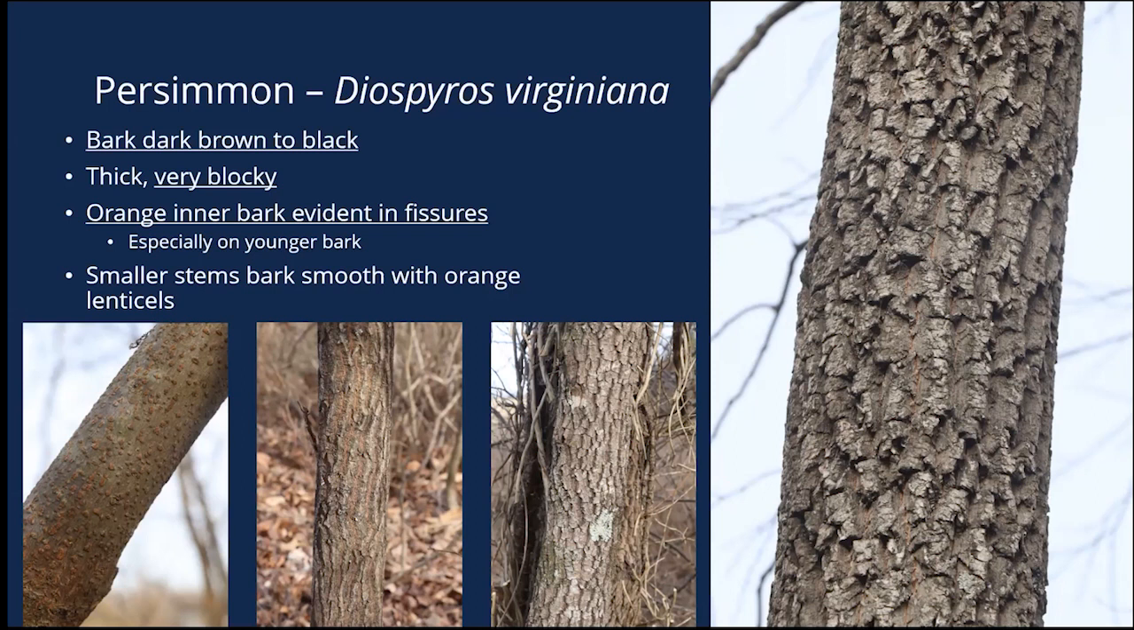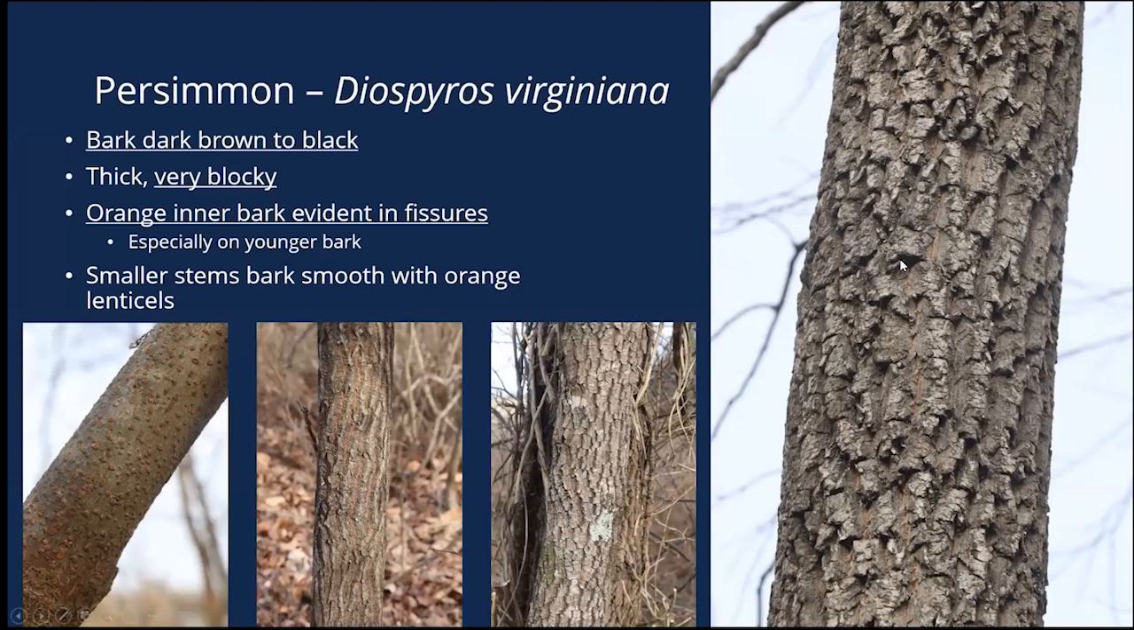There we go. So you're looking for that orange inner bark. Smaller stems are smooth in color, and you'll see a lot of orange lenticels. And you can see that here on the left, that smooth bark with the orange lenticels. As it ages or gets larger, you'll get thicker and thicker bark, but the orange coloration on the inner bark stands out.